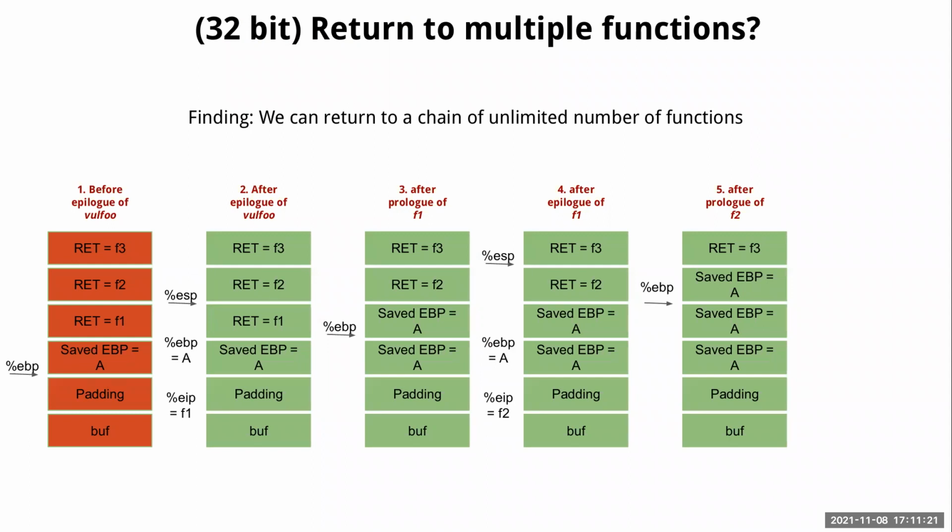Okay, so what is ROP? Recall that in return to libc attacks, we can return to any function in the C library, and we can chain them together as long as those functions do not take any arguments. So we can actually call an arbitrary, unlimited number of functions together with the return to libc technique.